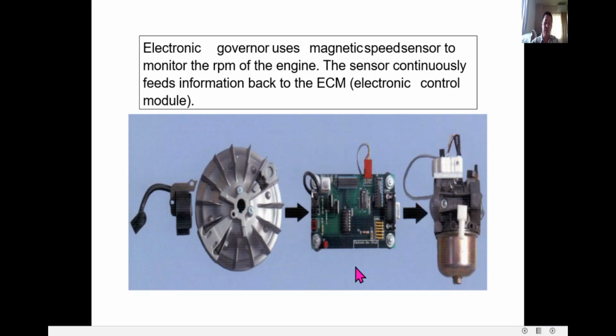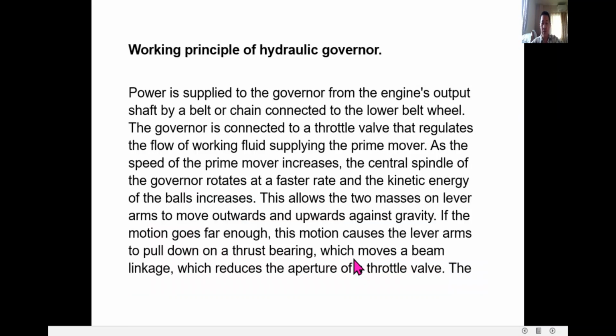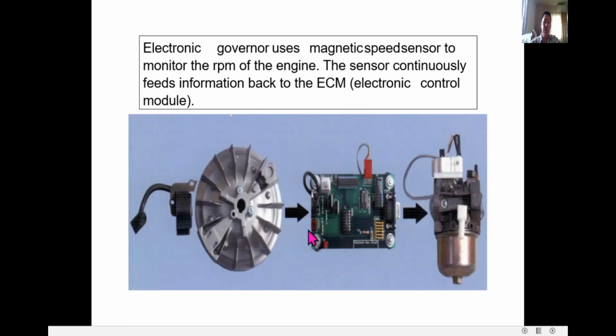I experienced this before in a Caterpillar engine. I worked before in a Caterpillar engine also, so I experienced this electronic governor. Later on we can see the schematic, what we call the mechanism, an example of this governing system.